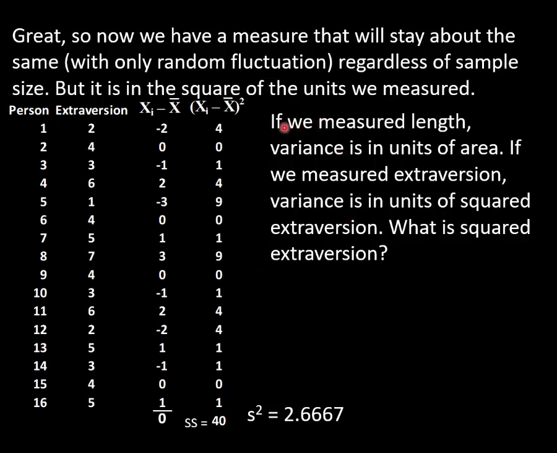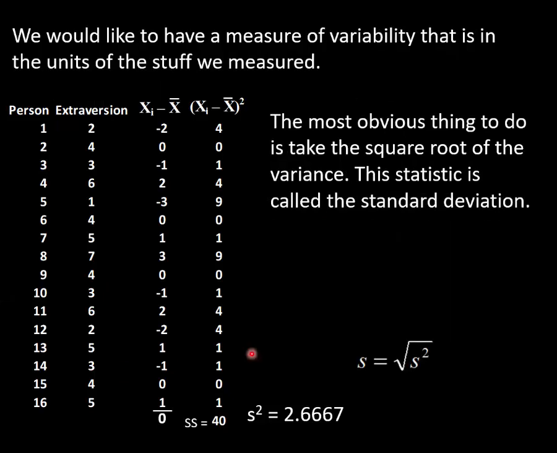So just to give you another example, if we measured length, if these numbers meant length instead of extroversion, my variance is in units of area, right? Length squared is area. I don't want to think about that. I want to get a number that is in the same units that I measured in, so I can do that by just taking the square root of the variance. And when I take the square root of the variance, I get another statistic called the standard deviation.